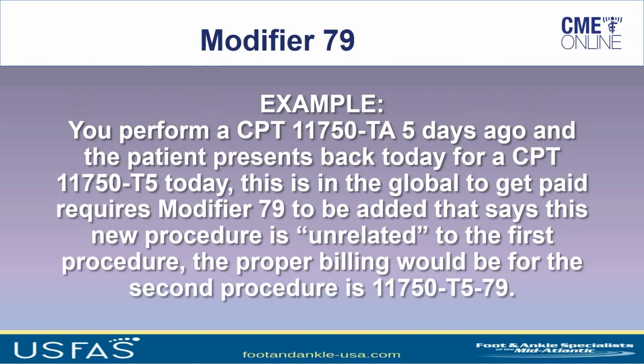So let's do a simple example. We're doing a partial matrixectomy of a great toe, left great toe, 5 days ago. The patient presents back today for another 11750, but now for the right foot. The T5 means today is the right foot. This is in the global period because it's got a 10-day global period. You must put modifier 79 on the 11750 T5 in order for this to be paid, because this says it's an unrelated procedure. So the proper billing for the second procedure, because it's done within the 10-day global window, is the 11750 T5, saying it's a different toe, different anatomy, and modifier 79 tells the payer that this is unrelated.